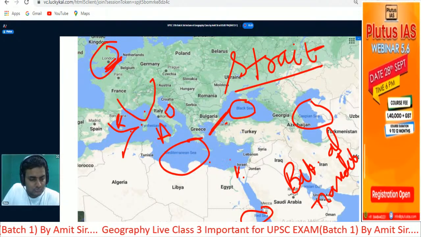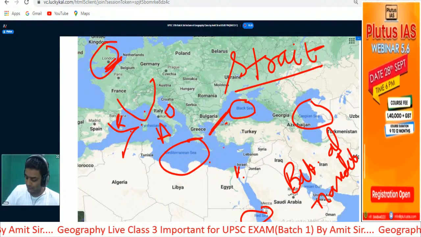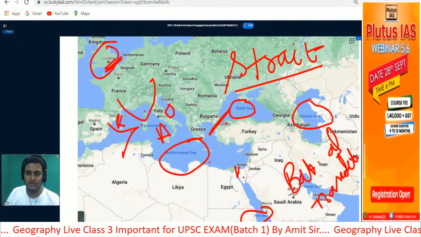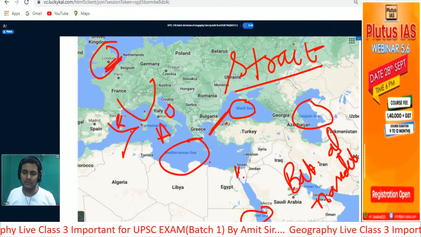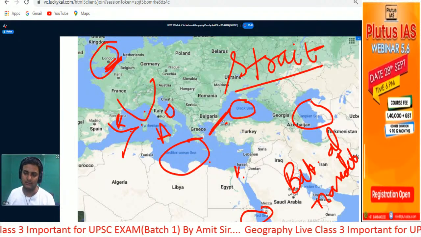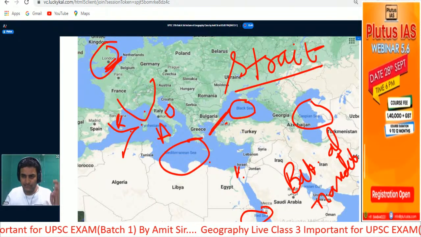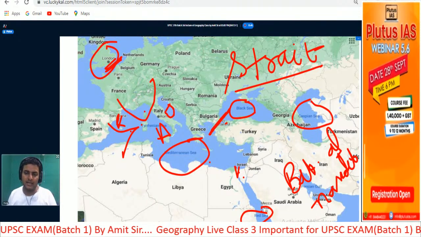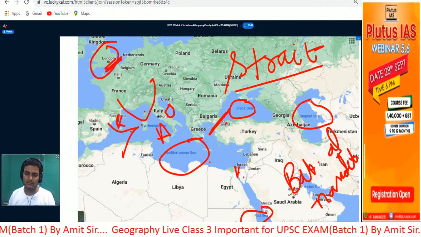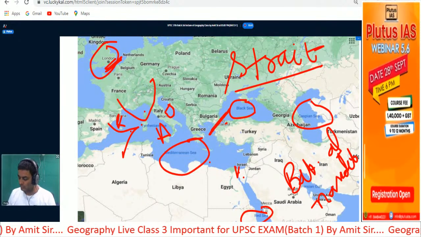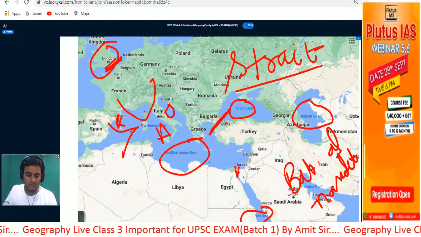So let us start with, okay, let me give you tomorrow's homework, because map reading is very important in geography. The faster you learn this map, the better you will be able to visualize, and that visualization is very important, right? So write tomorrow's homework.